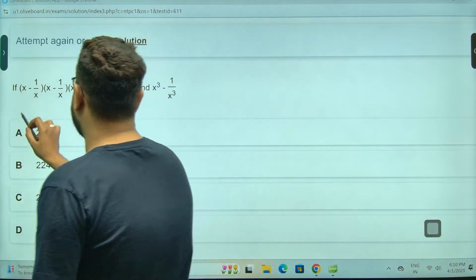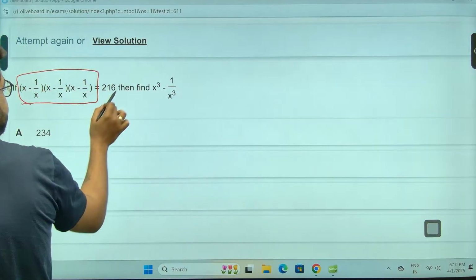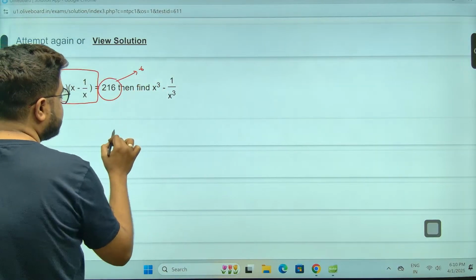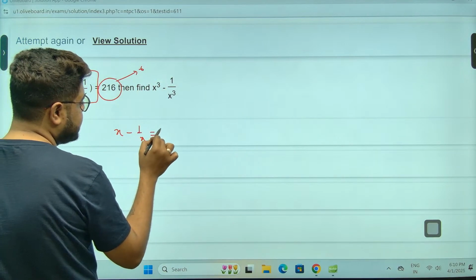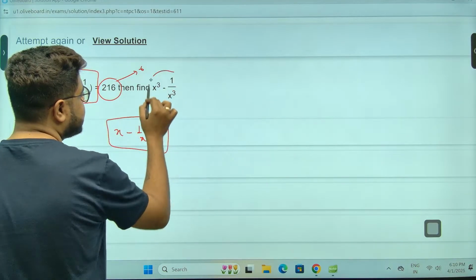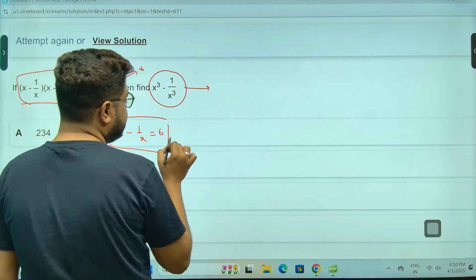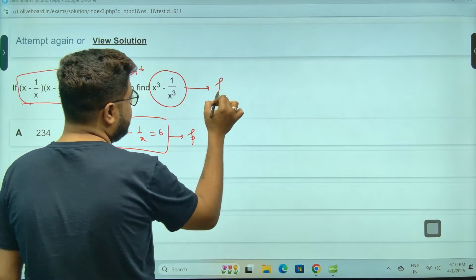x minus 1 by x whole cube, this one. It is 6 cubed. Meaning x minus 1 by x is 6. You read it like this. If this is p, then the expansion is p cube plus 3p.